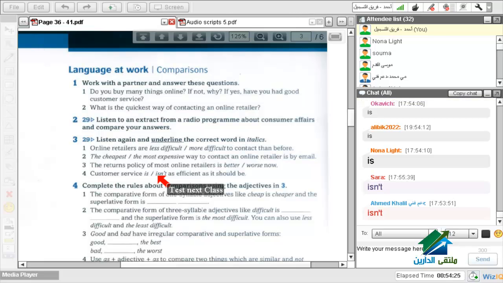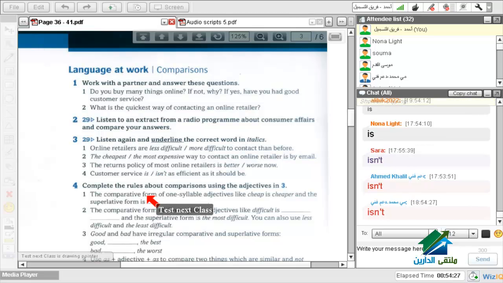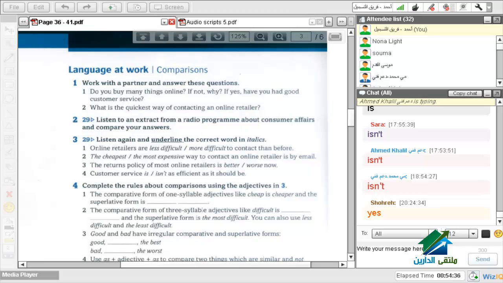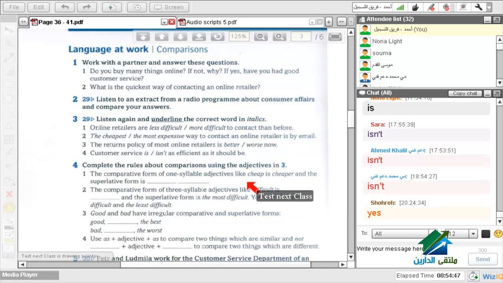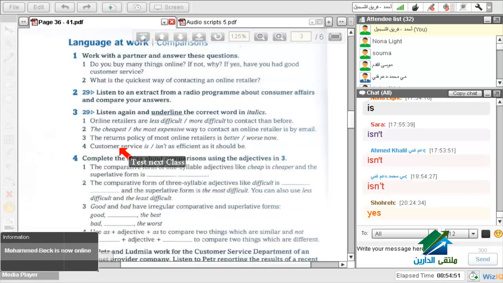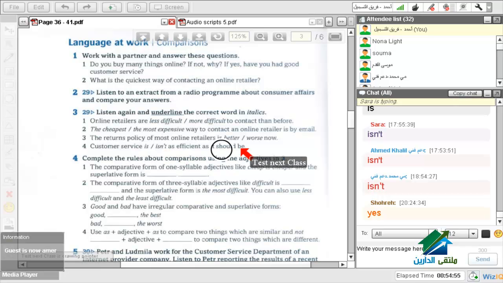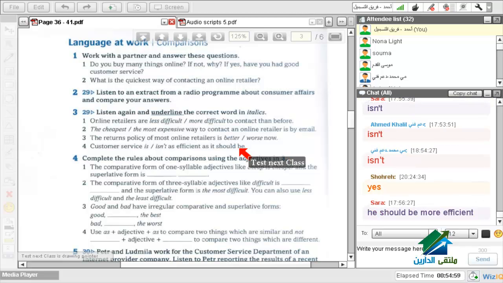Khalid and Sarah, isn't. Shuhra? Isn't. So, isn't is the right answer. Customer service is not as efficient as it should be. It should be.